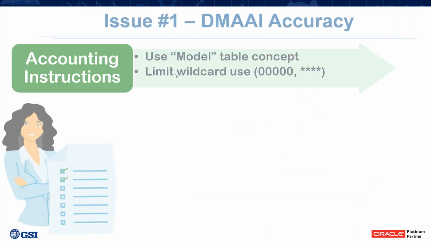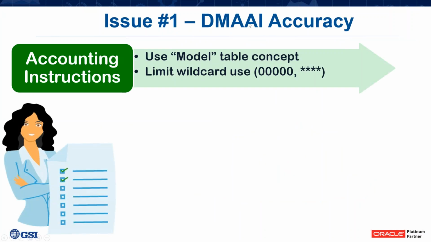So let's get started first with the Distribution Manufacturing Automatic Accounting Instructions, or DMAAIs. And the issue number 1 is the accuracy of those. There are lots of DMAAIs that need to be entered when we first set up JD Edwards. And it is not for the faint of heart. There are dozens of tables that need to be set up. Hundreds, if not thousands, of entries need to be made.